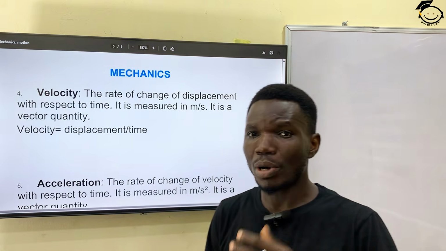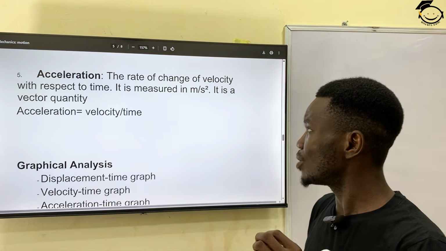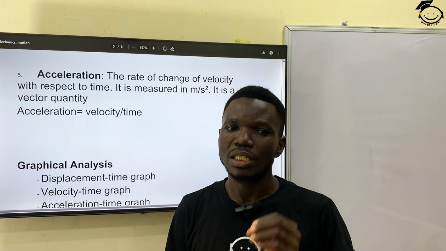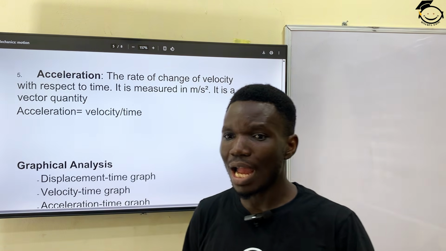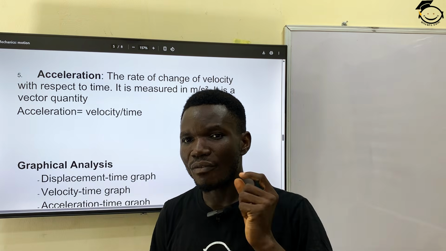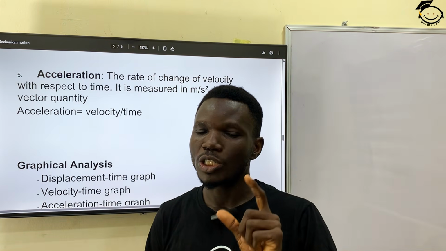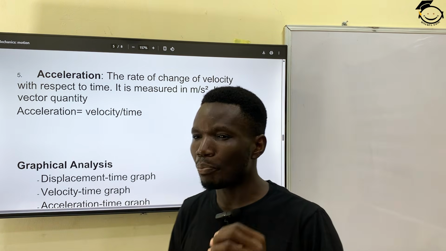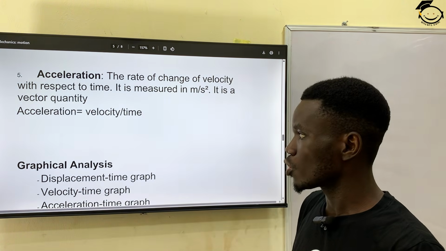The next parameter is acceleration. Acceleration is simply the rate of change of velocity with respect to time. It is also a vector quantity. Why? It contains velocity, which is also a vector quantity, and it is measured in meters per second squared.